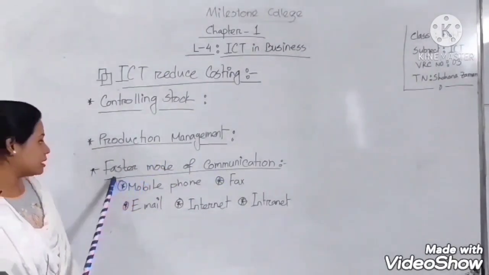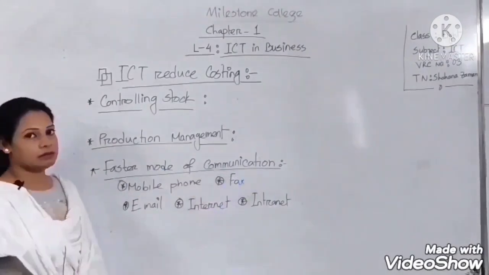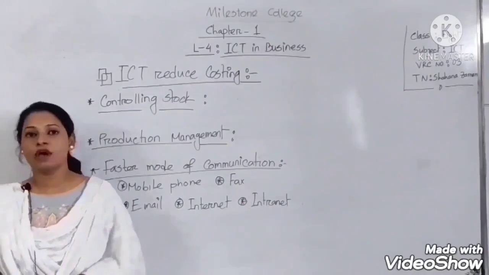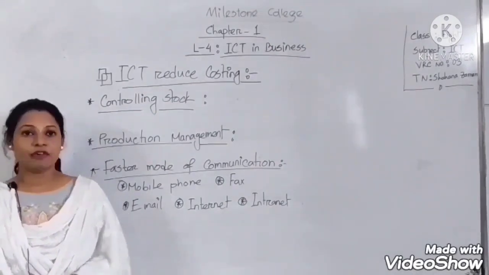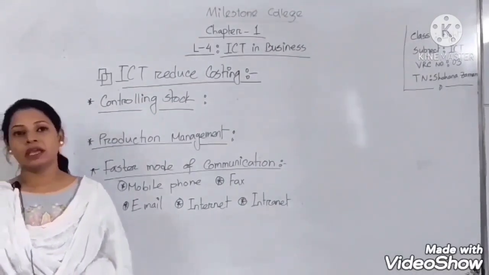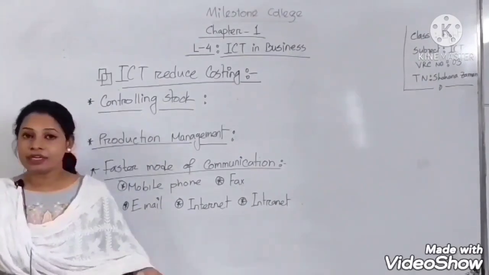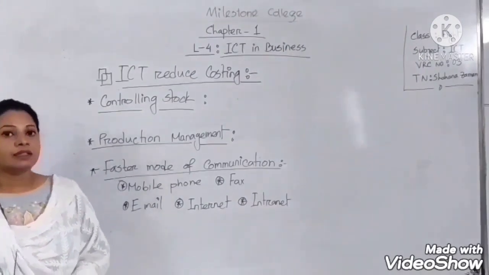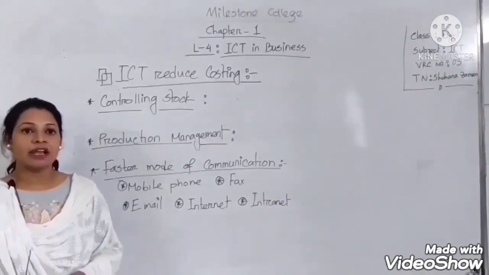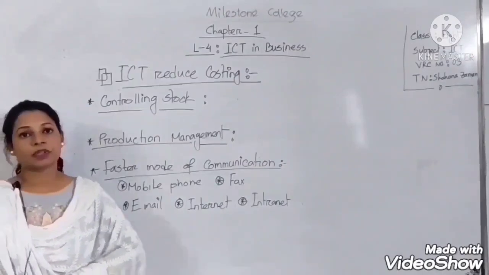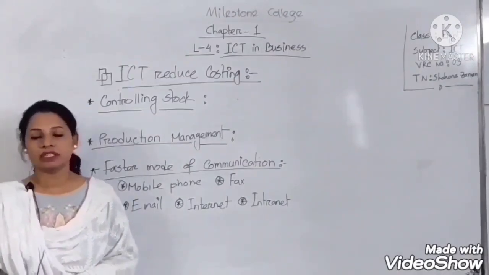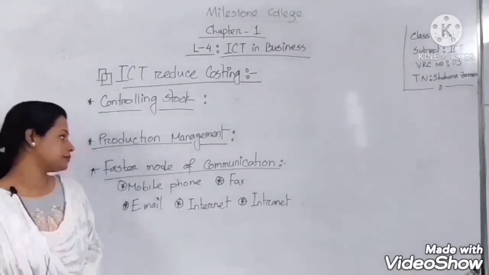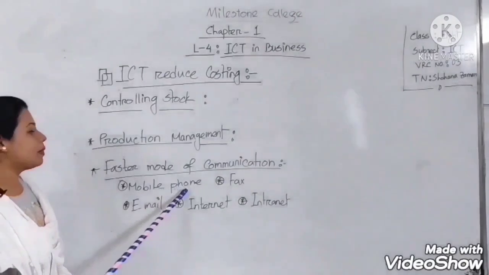Our next topic is faster mode of communication. What do you think? All the time we are telling that ICT makes the communication system faster, isn't it? For that, usually we depend on satellite, because satellite helps us to transmit the signal. Then we are using mobile phone and ICT related machineries. I will discuss some of the machineries that help you to communicate faster. Let's check. First one is mobile phone.